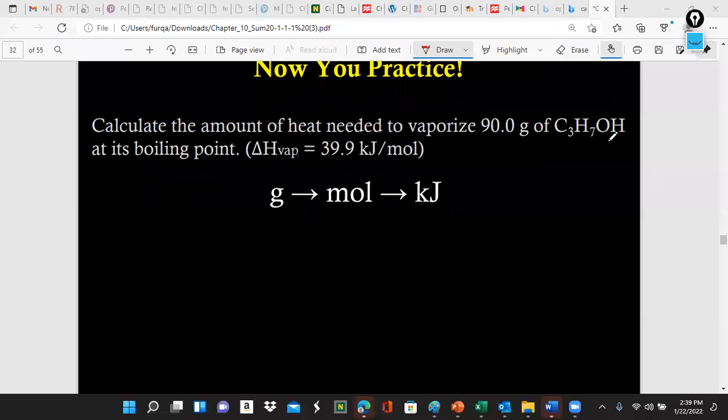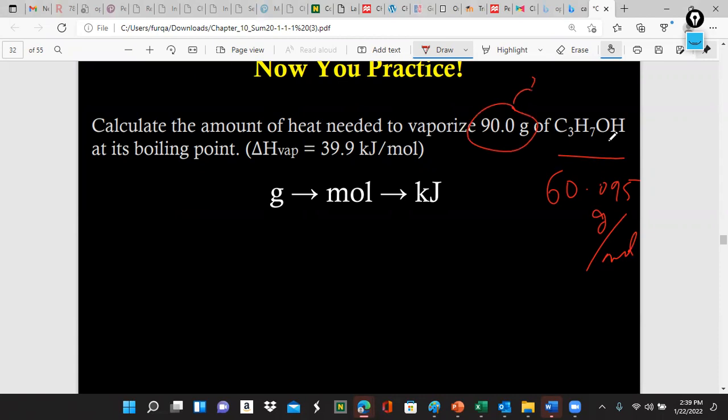the molar mass that I have calculated for this compound turned out to be 60.095 grams per mole. Okay, I need that because I need to convert the mass into moles first, and then I will be able to calculate the kilojoules. So I'm going to set it up.